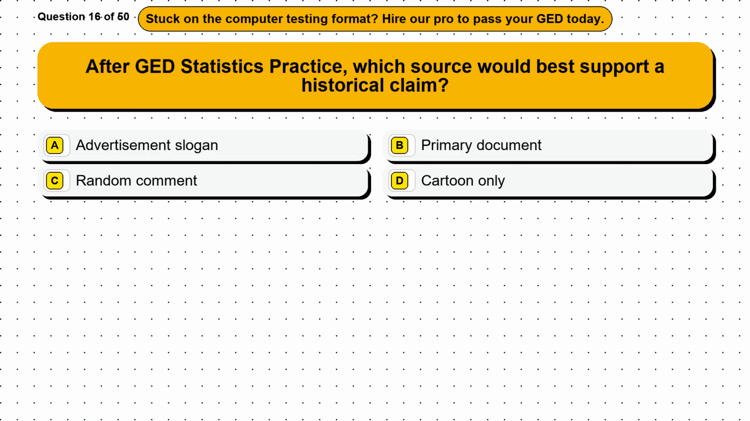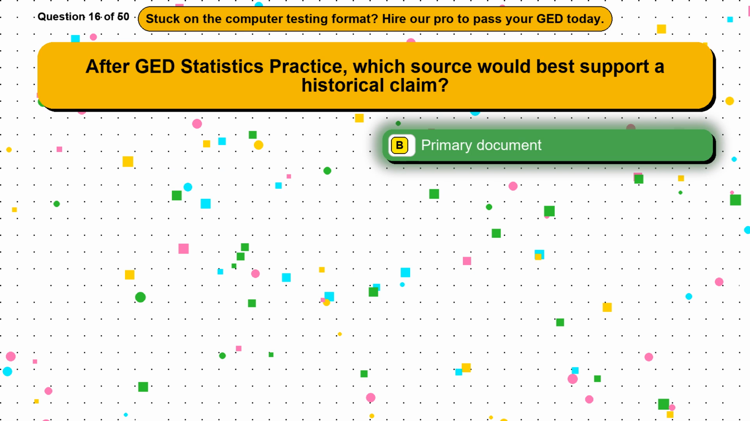Question 16. After GED Statistics Practice, which source would best support a historical claim? Option A, advertisement slogan. Option B, primary document. Option C, random comment. Option D, cartoon only. The correct answer is option B.